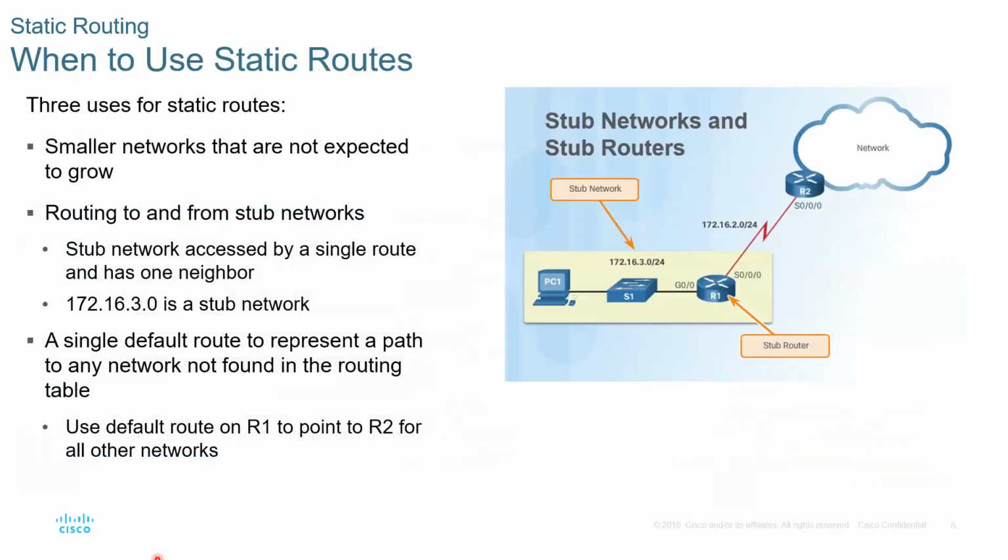When do we use static routes? For small networks not expected to grow. R1 is a stub network: you have one way in, one way out. You can use a single default route with quad zeros, ip route 0.0.0.0, with either the local interface or next hop address. That will be a default route to R2, which is connected to the internet, and R2 will be able to get your information from R1 to the internet.